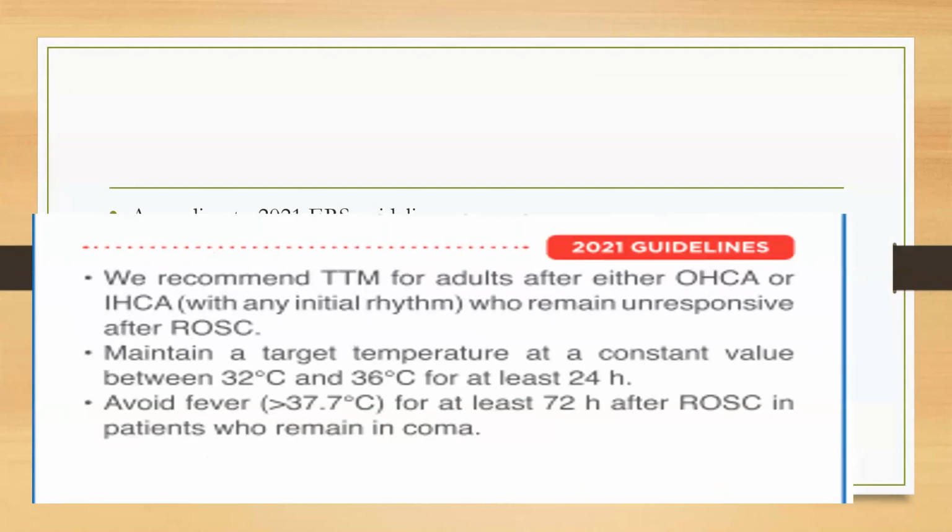That means any patient after achieving ROSC of any rhythm, if he is unresponsive, then we must initiate targeted temperature management and maintain the target temperature at a constant value between 32 degrees Celsius and 36 degrees Celsius for at least the initial 24 hours, and avoid fever for at least 72 hours after ROSC in patients who remain in coma. So in the 2021 guidelines, things are very much clear and simplified compared to 2015.